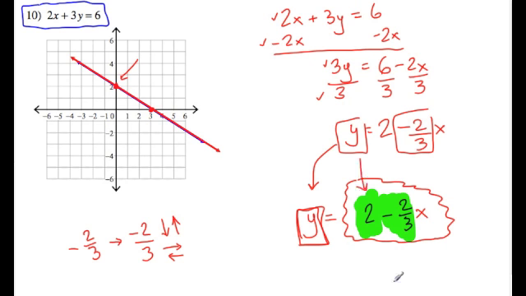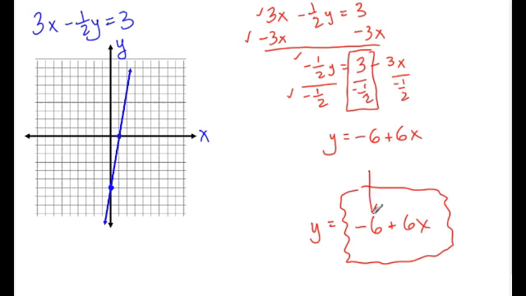Now, let's see if we remember. We just take this number and we go on the y-axis, starting at 0, negative 1, negative 2, negative 3, negative 4, negative 5, negative 6. Okay, we're looking good.